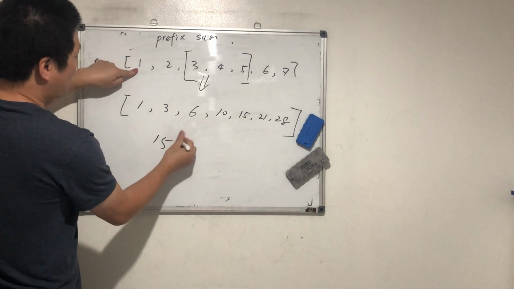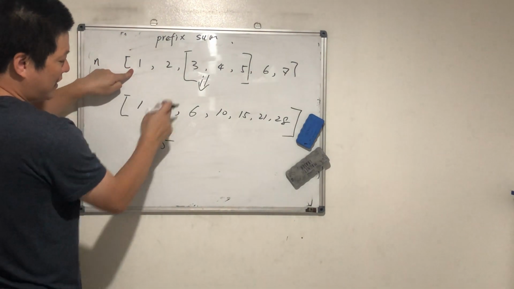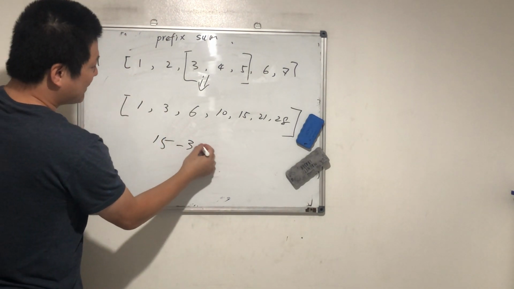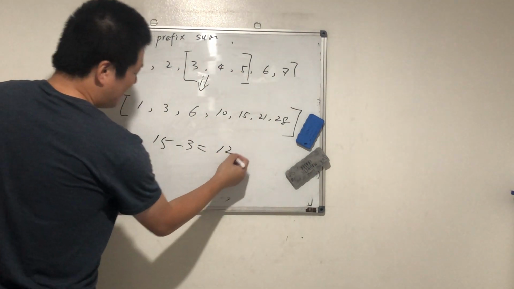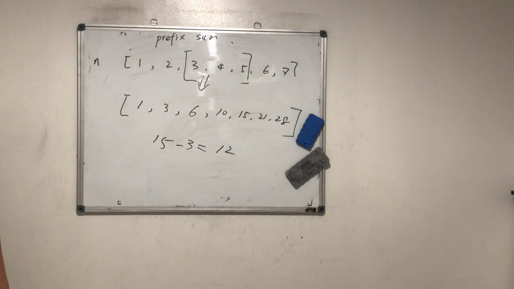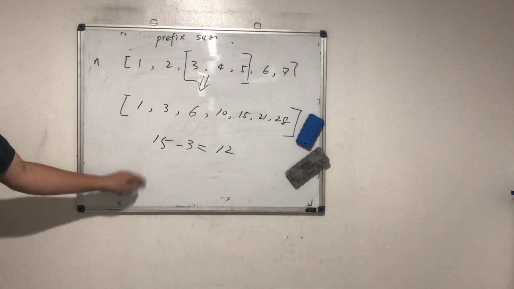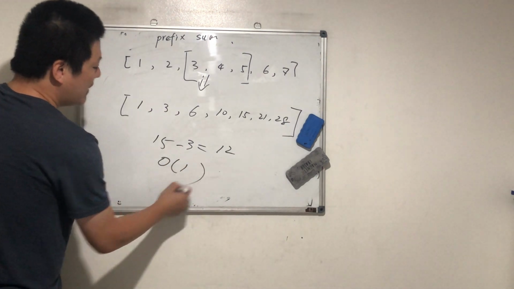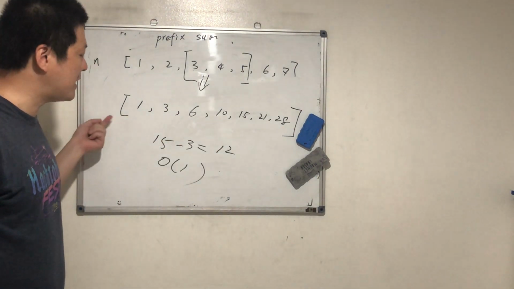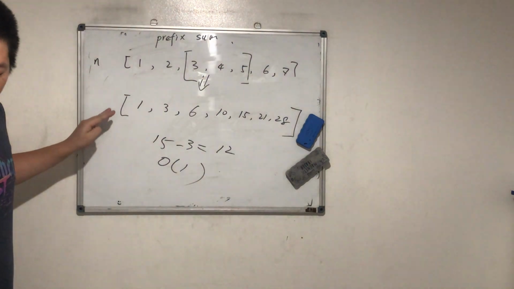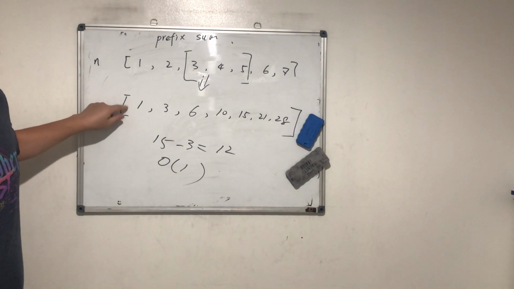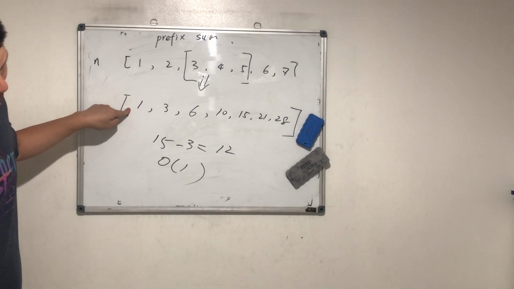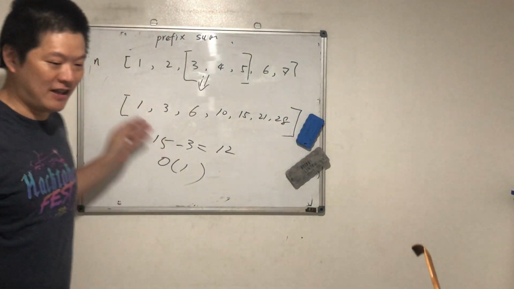So can you tell me the sum of 1 to 5? 15. The sum of 1 plus 2? 3. We just look it up. So the sum of 3 plus 4 plus 5? 12. Which one is faster? This one. What's the time complexity for this one? 1. If we are not considering the building up, because we only need to build this once, what's the time complexity to build the prefix array? Yes, because we need to go through the array once.